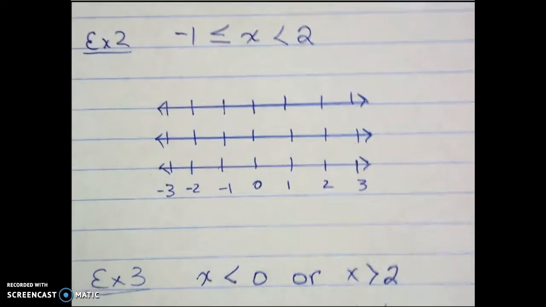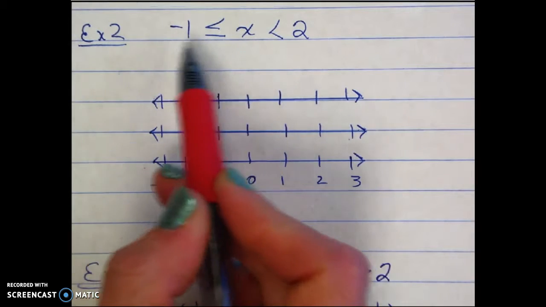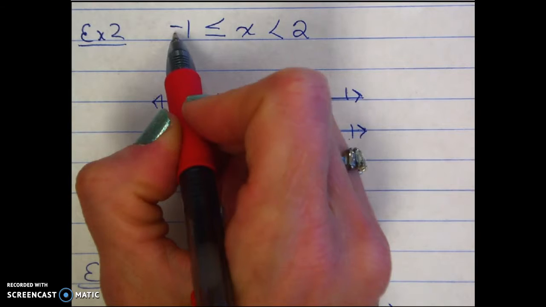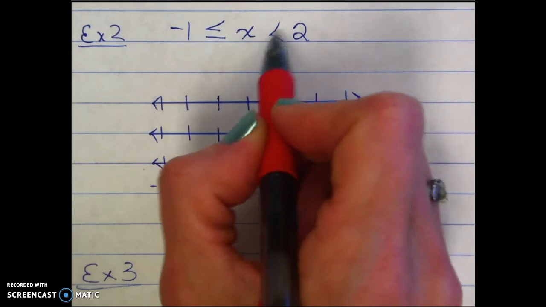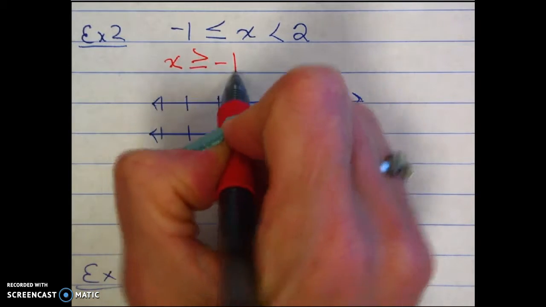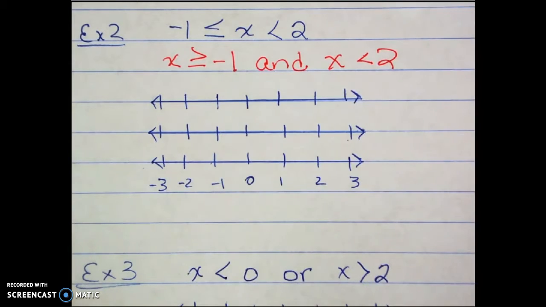All right, this next problem is an example of an and problem, but it doesn't have the word and in there. This can be translated into x is greater than or equal to -1 and x is less than 2. So I'm going to rewrite that. X is greater than or equal to -1 and x is less than 2.